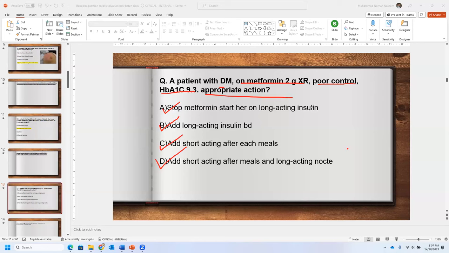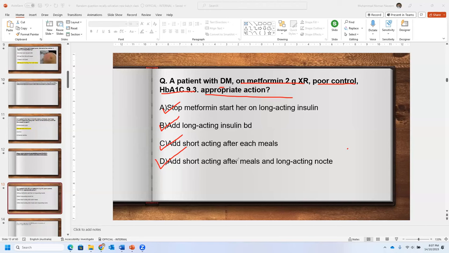Now, there is a lot of information missing in this recall. First of all, how do we know to add short-acting with meals and long-acting or basal insulin? How do we know? Do we have any preprandial blood sugar levels mentioned? Have they mentioned any postprandial? No. So this is a very incomplete question. That is why I have added it in your today's recall session, that whenever a recall like this comes in front of your eyes, please don't cram the answer, because they have given you no information here.